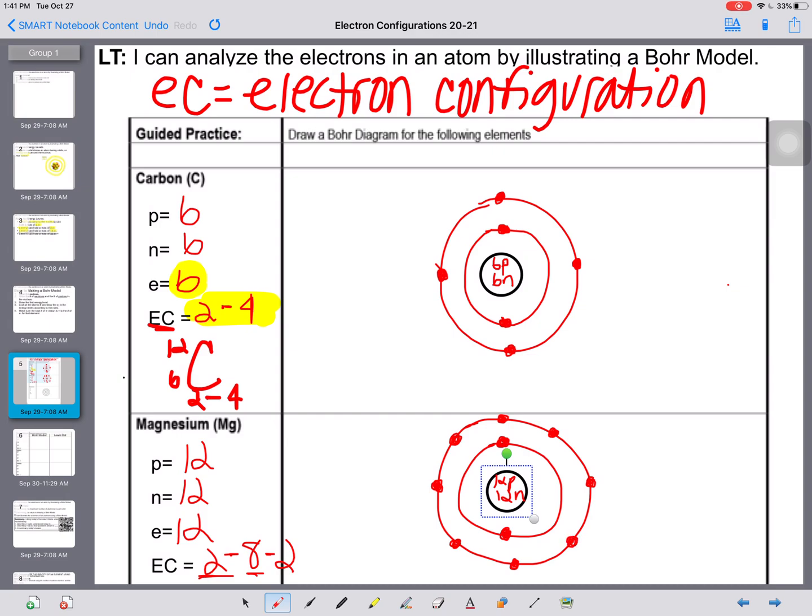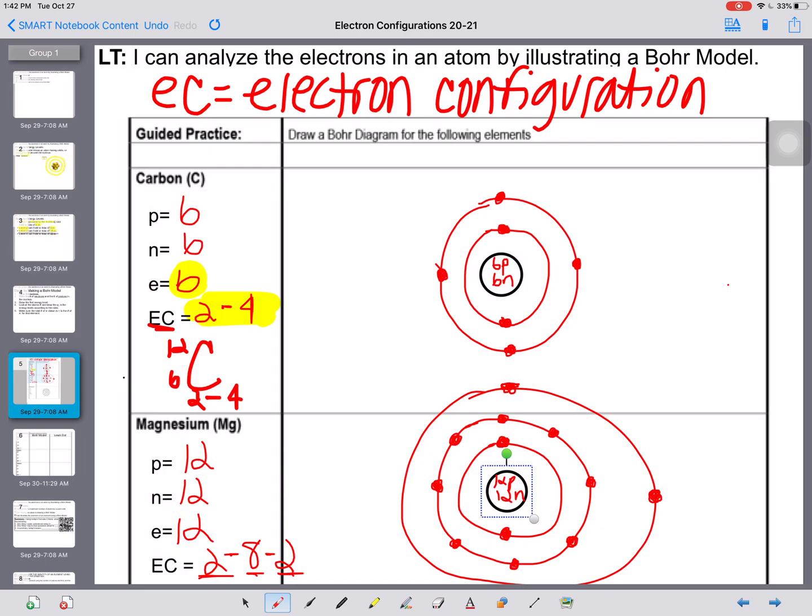Again, level 2, or shell 2, can only hold a maximum of 8 electrons. So once we get to 8 here, we have to move to the next one. And the electron configuration is telling us that the third shell has 2 electrons in it, right? So we had to draw 12 electrons in total. We have 2 in the first, then 8 in the second, that makes 10, and then the remaining 2 in the third. And that would be the correct Bohr model.